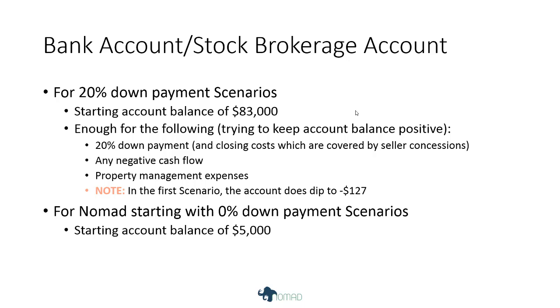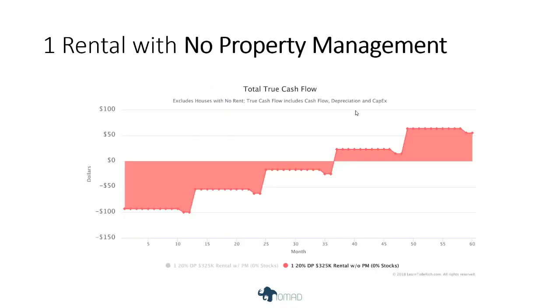Everyone follow along? Any questions? Okay. So let's talk about one rental property. You're going to go in and buy that $325,000 rental property. You're going to put 20% down, whatever that worked out to be, $65,000 or so.